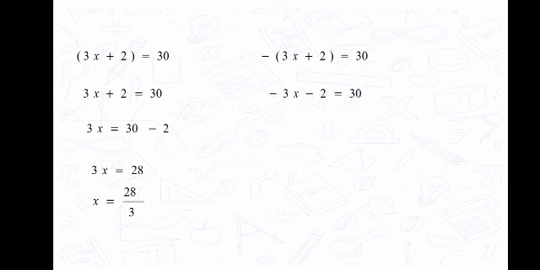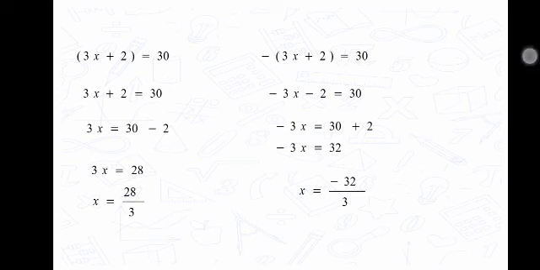Now minus into 3x plus 2. Because of the negative sign, the signs will be changed. Minus 3x minus 2 equals 30. Minus 2 will move to the other side, and it will have a positive sign. Minus 3x is equal to 30 plus 2, minus 3x is equal to 32. So the equation will become x is equal to minus 32 by 3. So the solution set is 28 by 3 and minus 32 by 3.